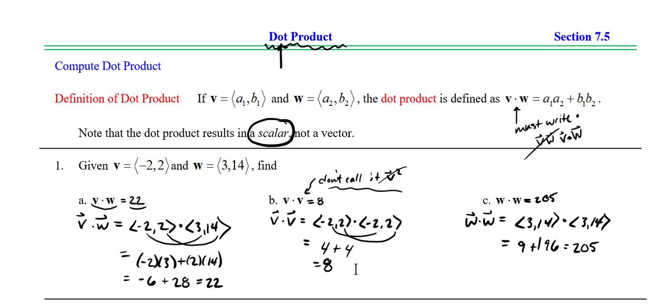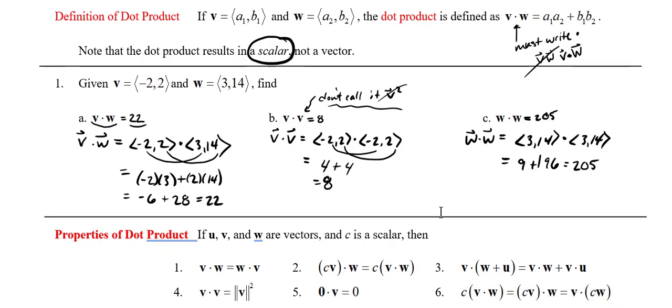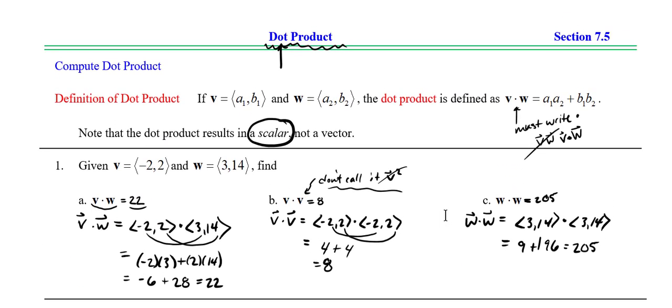But let's take a beat here. I want to make a connection here before we go much further. Let's look at parts B and C where we dotted a vector with itself. Let's on the side here compute the magnitude of V. Remember, the magnitude is the root of the sum of the squares of these components of V. So negative 2 squared plus 2 squared. Looks like we get root 8. And I'll just leave that in that form.